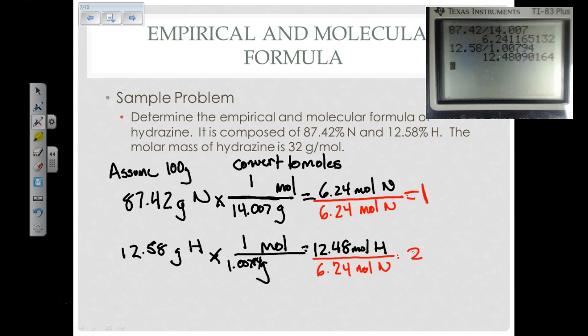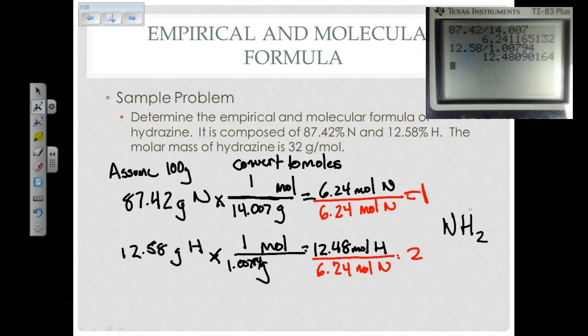And notice these are both whole numbers, so we don't have to fiddle with it. Okay? So the empirical formula is NH2. But that's not the molecular formula. The molecular formula now asks us to take the molar mass and determine the molecular formula based on this empirical formula. In order to do that, this is the process that we're going to do.